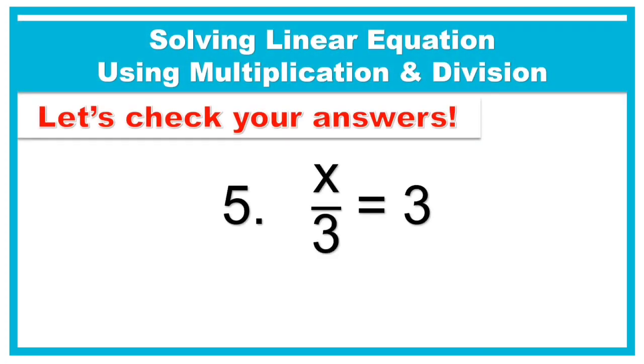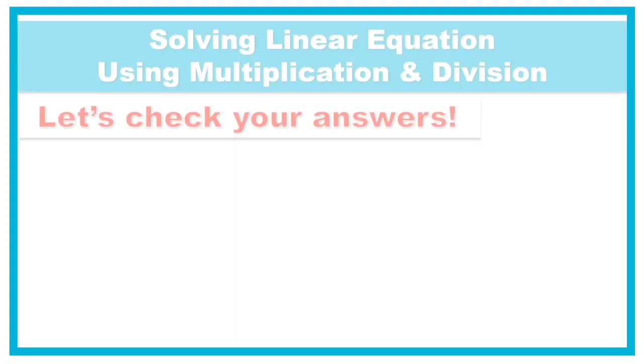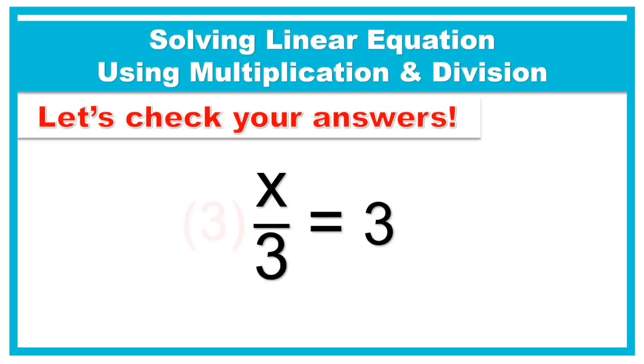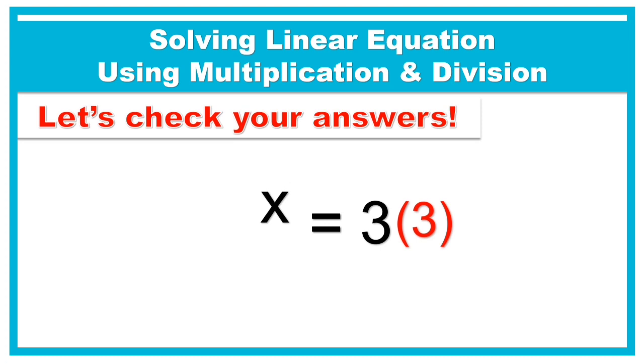And finally, number 5. x divided by 3 equals 3. How are we going to do this? We have to isolate the variable x by multiplying 3 on both sides. That cancels 3, leaving x isolated. Just bring it down, bring down the equal sign, and the answer is 3 times 3, which is 9. You got it!